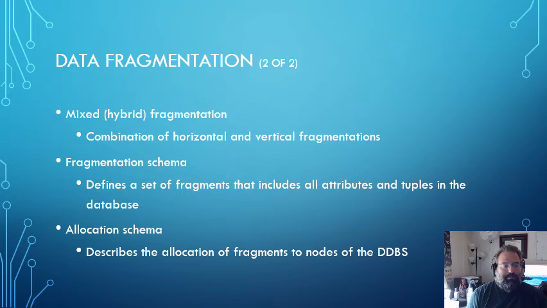There are also mixed or hybrid fragmentation approaches. This is a combination of horizontal and vertical fragmentation. A fragmentation schema defines a set of fragments that include all the attributes and tuples in the database. An allocation schema describes the allocation of fragments to nodes of the distributed database system.